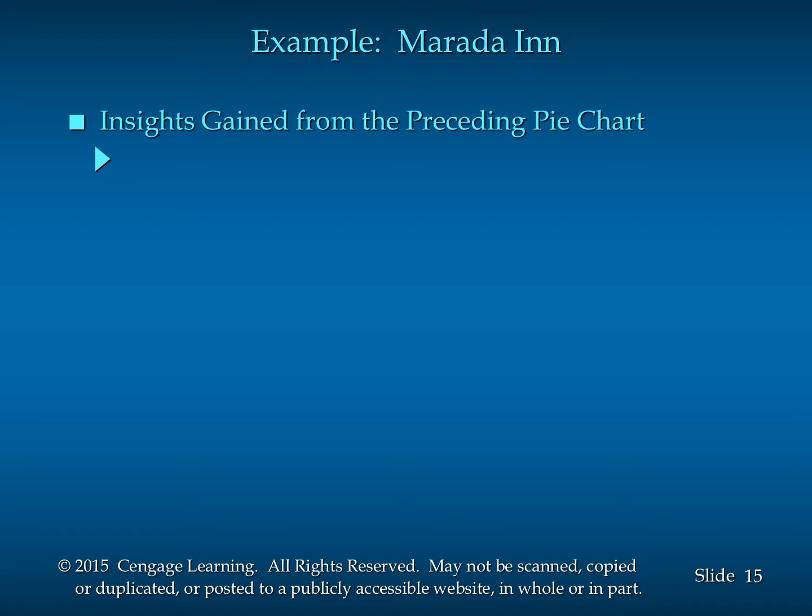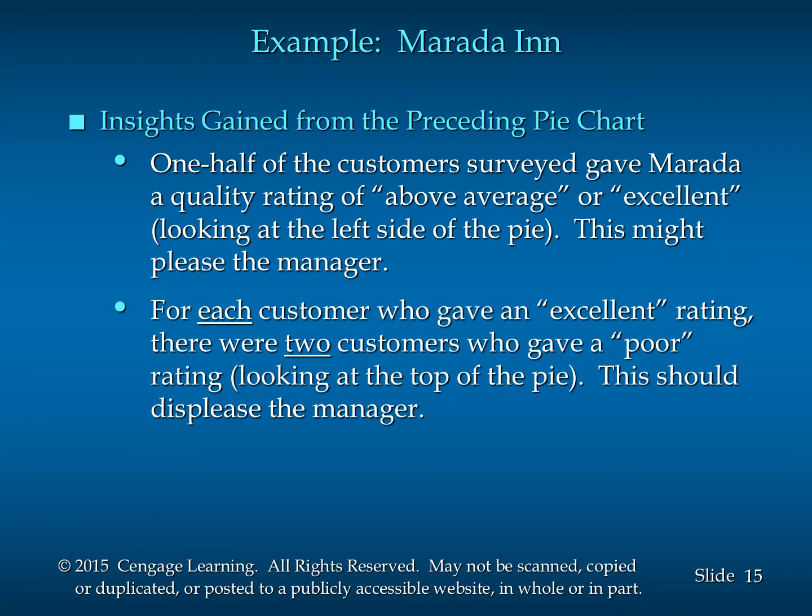The key to displaying categorical data in a table or graph is to allow insights or conclusions that can lead to analysis, decision-making, and problem-solving. Here are some of the conclusions I made from the hotel survey quality data.